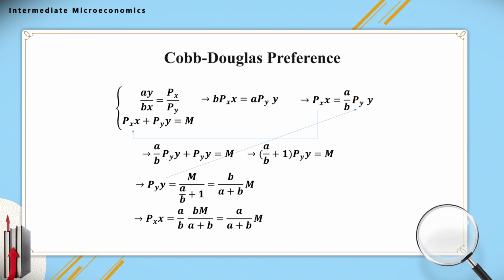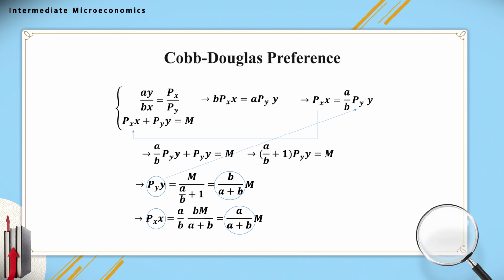Observe the results. The left side, Py times y, is the total expenditure on y. Similarly, Px times x is the total expenditure on x. The results show that for a consumer who has Cobb-Douglas preference, the optimal expenditure on each commodity takes a fixed part of his total income. And the proportion he spends on each commodity depends on the two powers in the utility function.